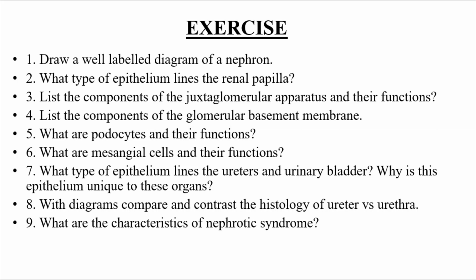We've already talked about this. And why this epithelia is unique to these organs. Transitional epithelia is unique to the urinary system. It's not found anywhere else. With diagrams, compare and contrast the histology of the ureter and the urethra. What are the characteristics of nephrotic syndrome?